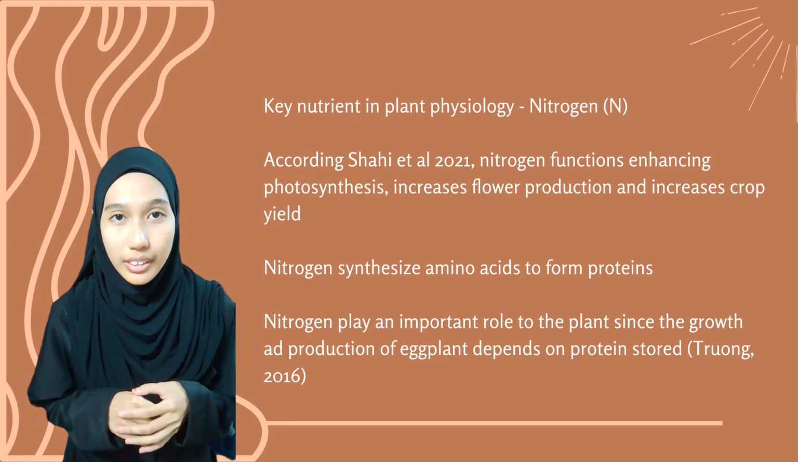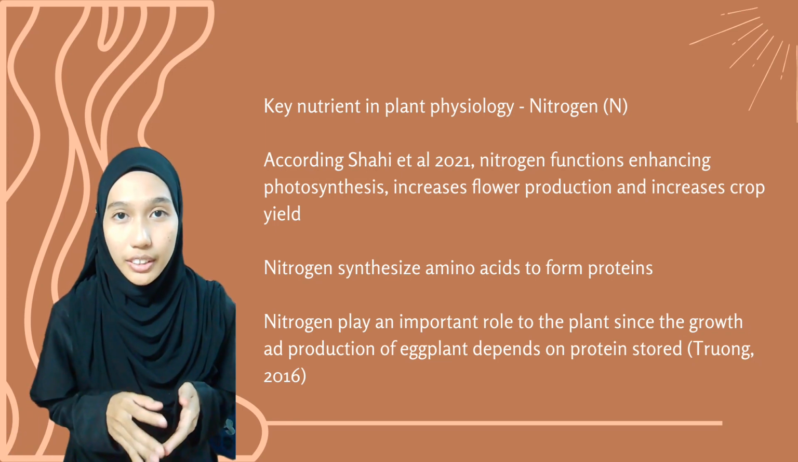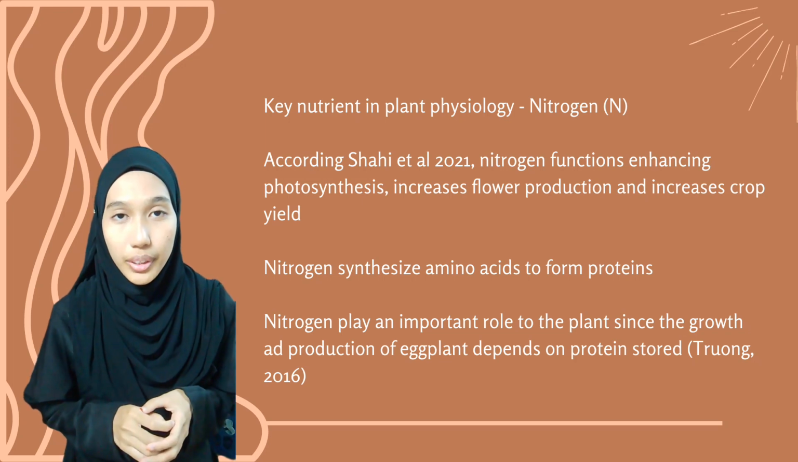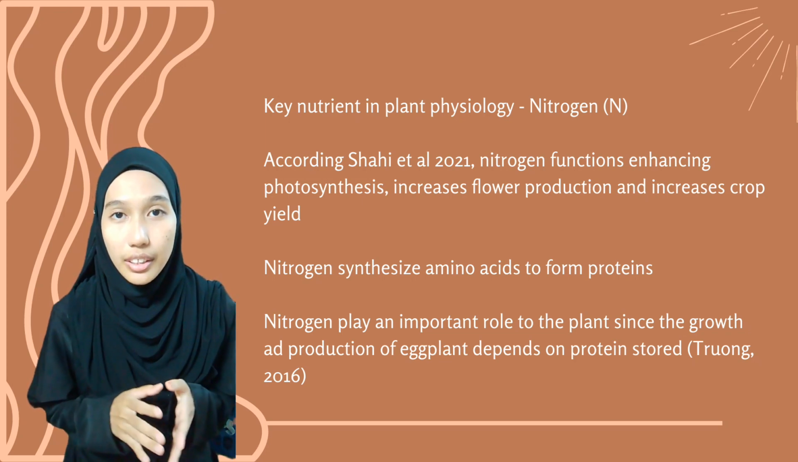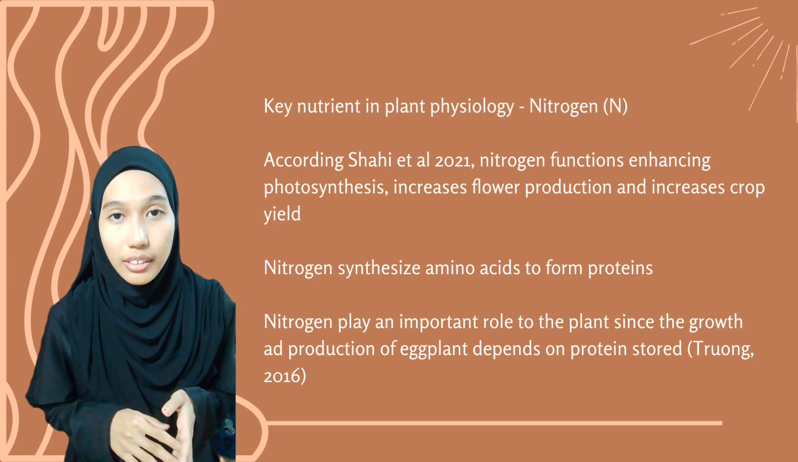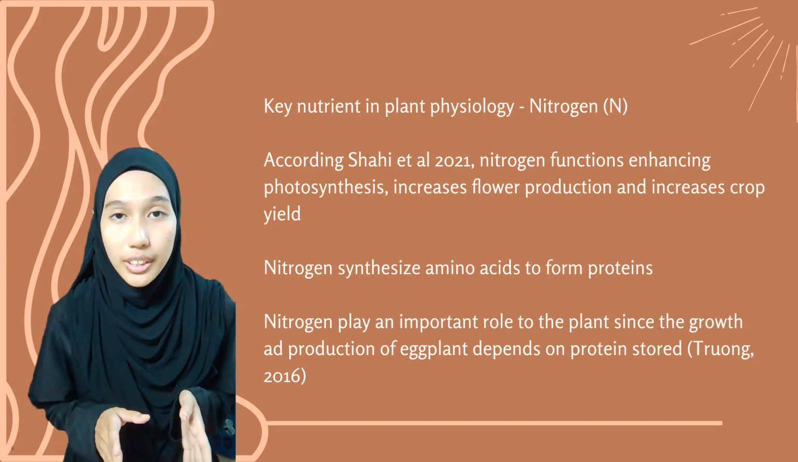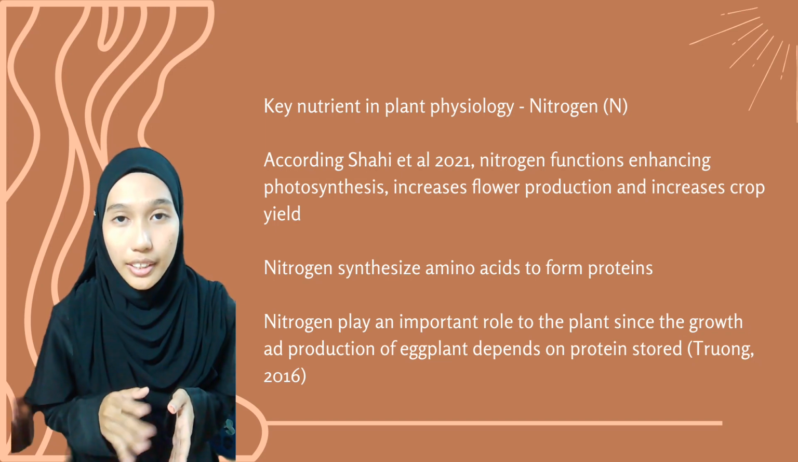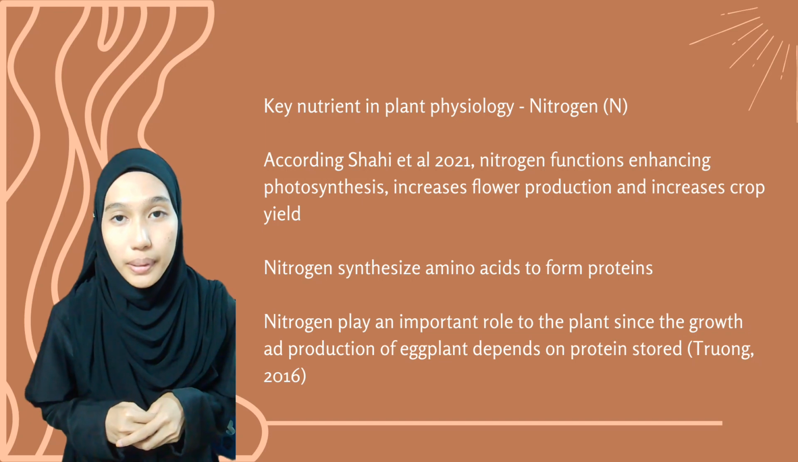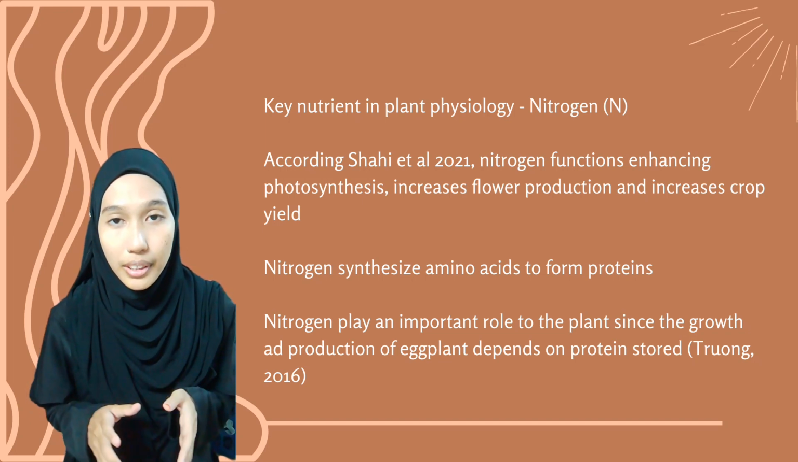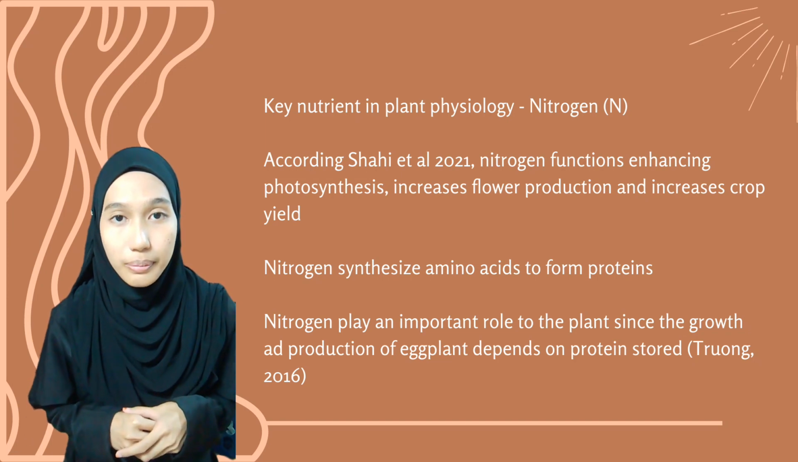The other main thing is that nitrogen is the key nutrient in plant physiology. According to Sashi 2021, nitrogen functions in enhancing photosynthesis, increasing flower production and increasing crop yield. Nitrogen helps to synthesize amino acids to form proteins, which are highly demanded by plants. Nitrogen plays an important role in the plant since the growth and production of eggplant depend on stored protein.